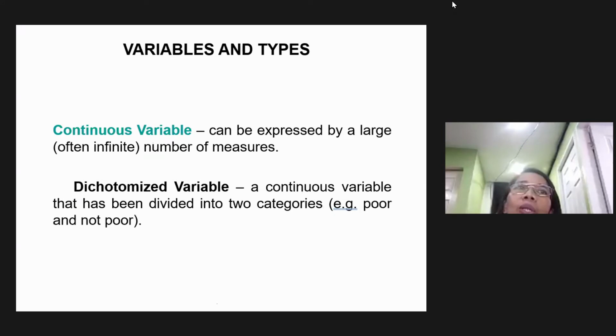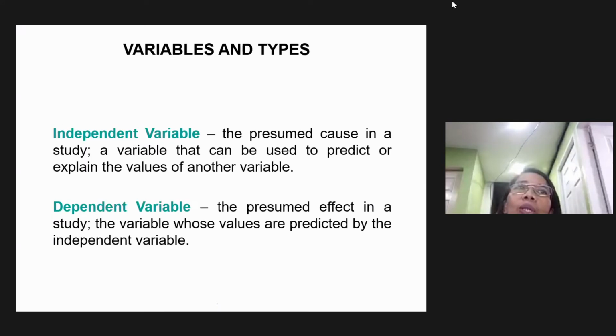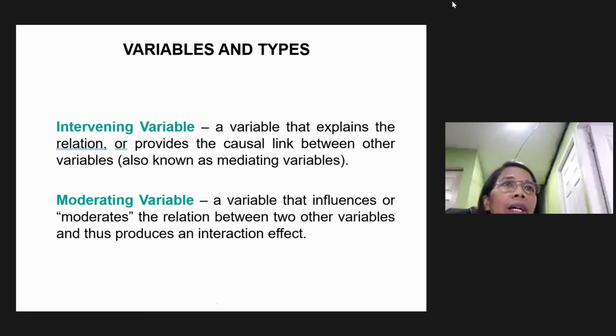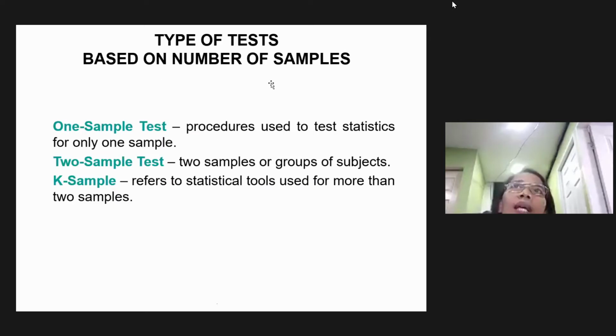Para maintindihan. So I will just be giving you muna these items, mga variables and types, and then types of tests. The type of test based on number of samples, meron tayong tinatawag na one sample test, procedures used to test statistics for only one sample, two sample test, two samples, k sample refers to more than two samples. So later on, you'll understand kung anong ibig sabihin yan.